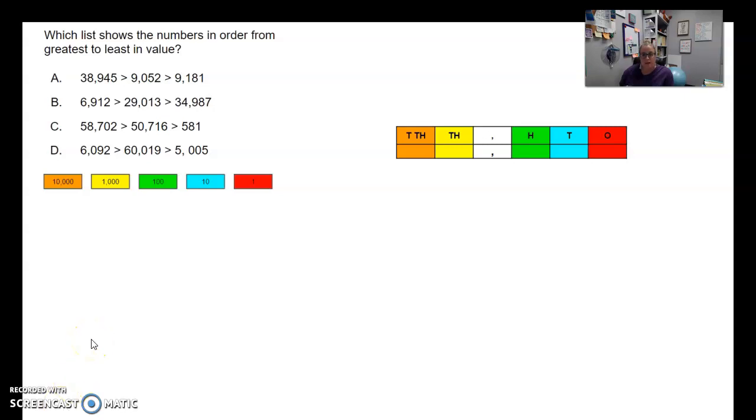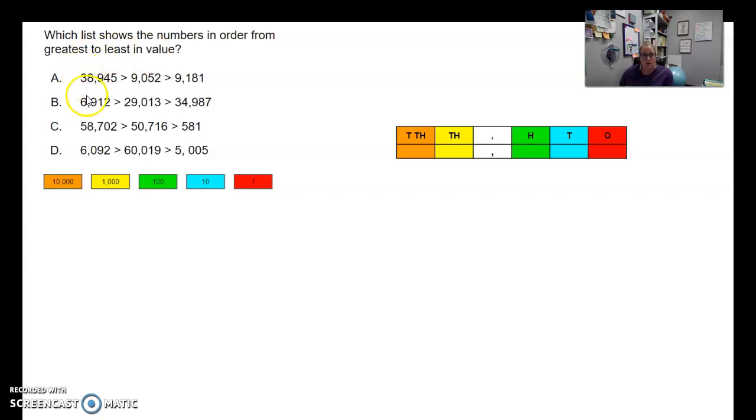All right, let's look at a couple of example problems. So today, remember, we are going to order numbers. When we order numbers, we put them in order from either greatest to least, biggest to small, or we go from least to greatest, which is littlest to biggest. So here is our question for today. Which list shows the numbers in order from greatest to least in value?